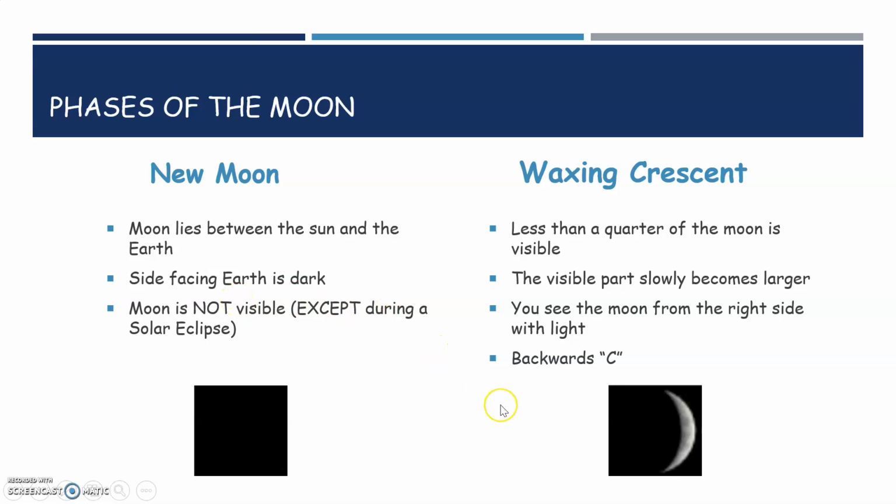All right, the waxing crescent is the next phase. It's when less than a quarter of the moon is visible. Again, lighting from the right, you light from the right. The visible part is slowly becoming larger and it appears kind of like a backwards C. You will see the moon from the right side with the light. Backwards C shape.